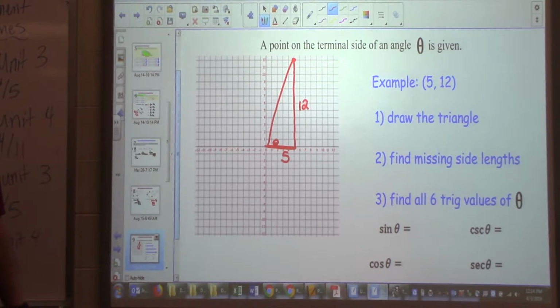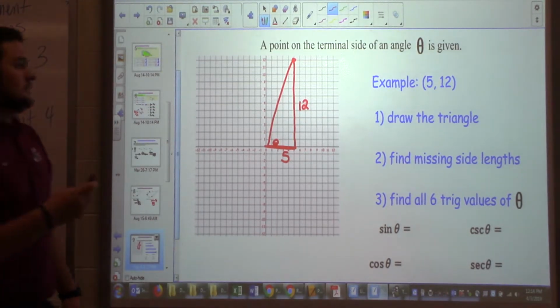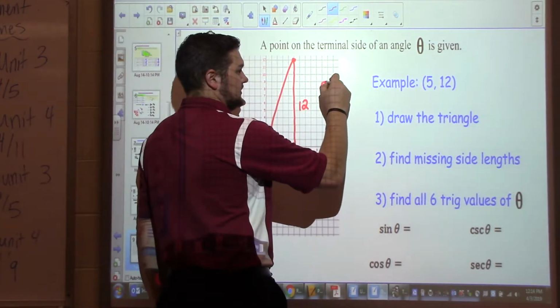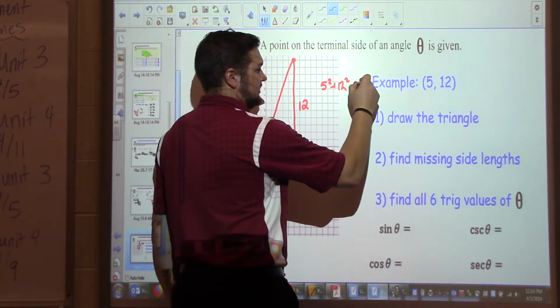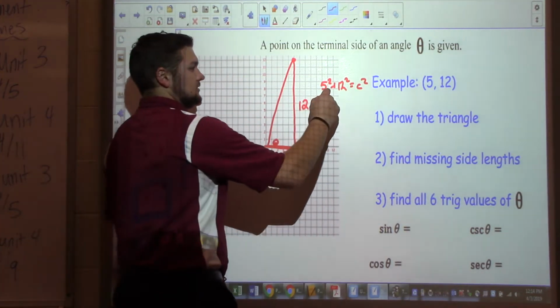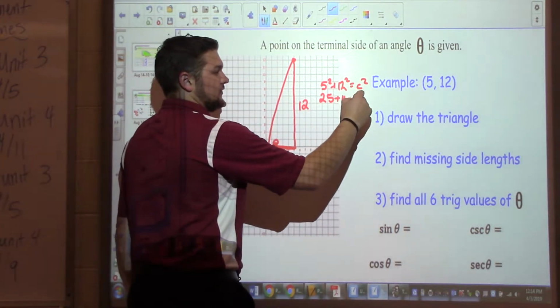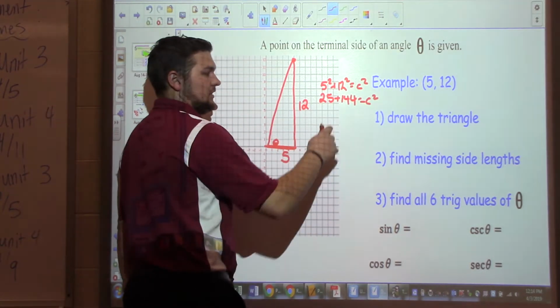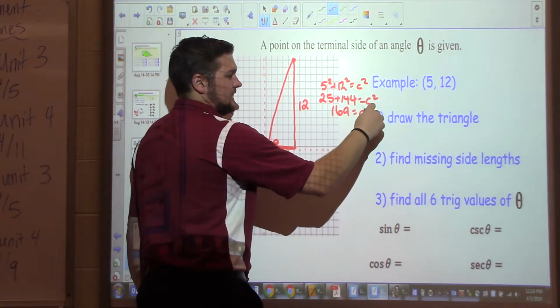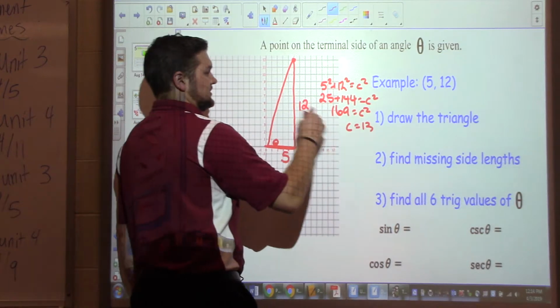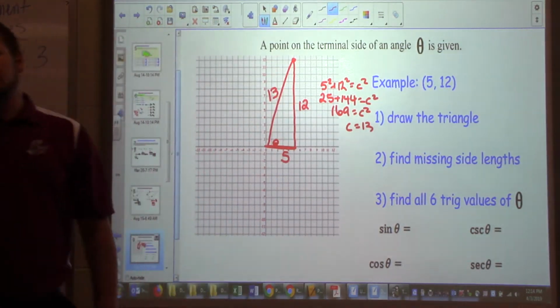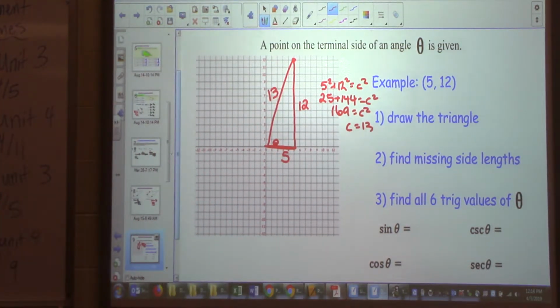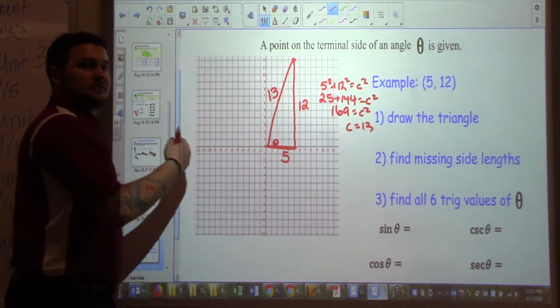How do I find that third side? Pythagorean theorem, right? 5 squared plus 12 squared equals c squared. 25 plus 144 equals c squared. That's 169. So c is 13. Now the more you do these, the better you'll get at them. Like 3, 4, 5 triangles. 5, 12, 13, 10, 24, 26. You'll know different right triangles.